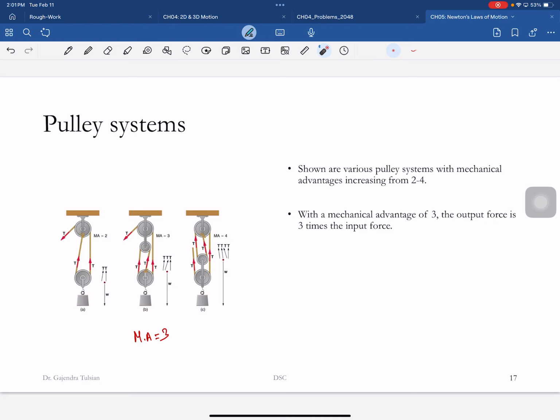Looks like you can keep going. What gives here? The more moving parts you have, the greater the friction, and then maybe the advantage won't be as great.